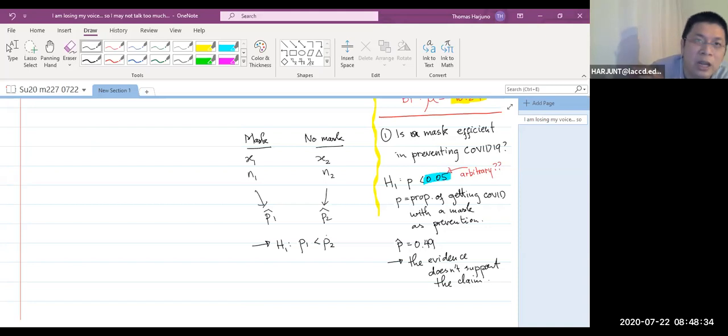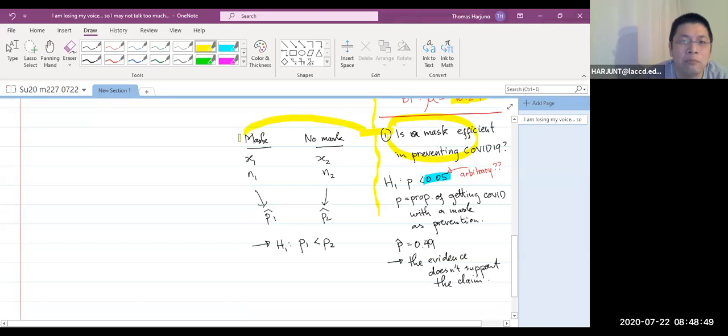So when we read news, when we read research, the statistical results, be very critical of what it says, what the claim says, and especially what media conclude from there. That's not true. Even though a mask is not efficient in preventing COVID-19, you will see that a mask is more efficient compared to no mask.